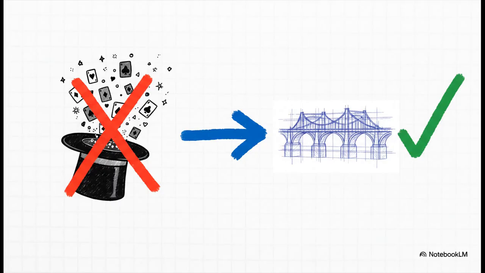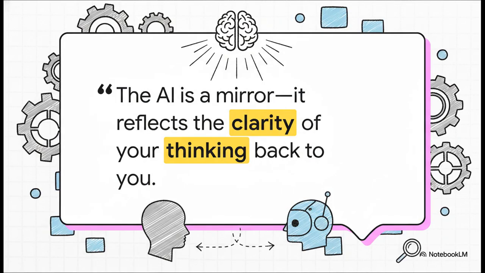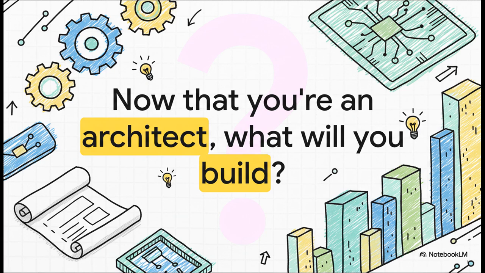See, getting better results isn't about some secret magic words. It's all about having a solid structure. The AI is basically a mirror. It just reflects the clarity of your own thinking right back at you. So now you're an AI architect. The only question is, what are you going to build?